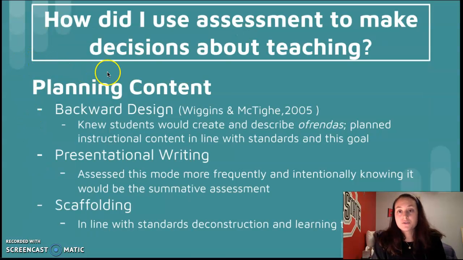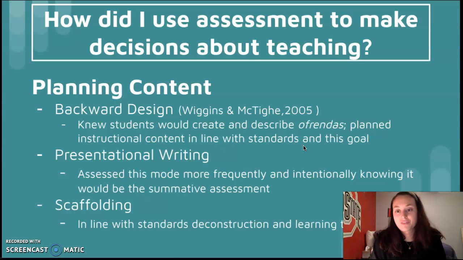Now I'll discuss how I used assessment to make decisions about teaching. And this starts all the way at the beginning with planning content. Through backwards design, I started with the end in mind. I knew that students would be creating and describing ofrendas, and I planned instructional content in line with this goal and the standards.